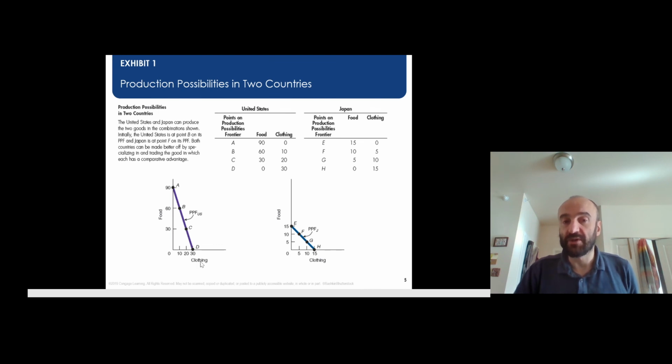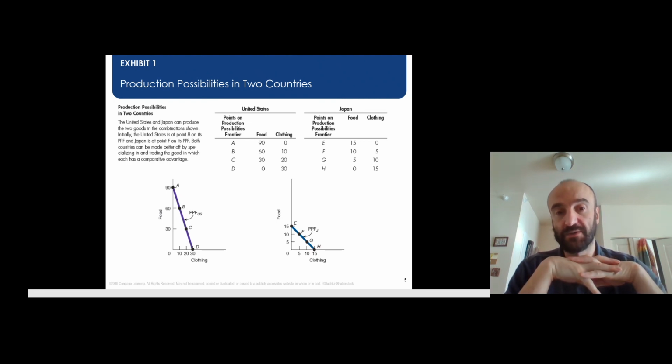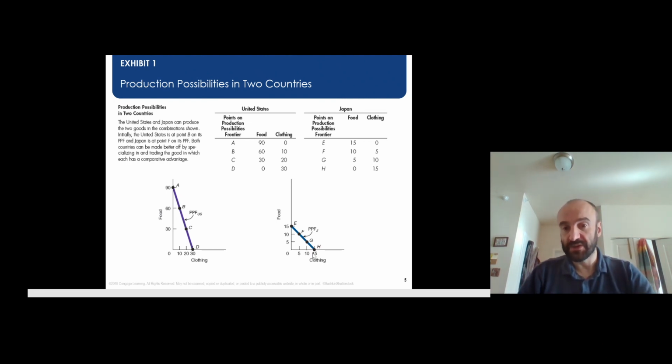How much will the total America plus China economy lose if America produces 15 units of clothing? It's half of 90 units of food, which is 45 units. It's 3 times as much. Okay, so China can produce 15 units of clothing, or any number of clothing, at a 3 times lower opportunity cost, a 3 times lower sacrifice of food than America.